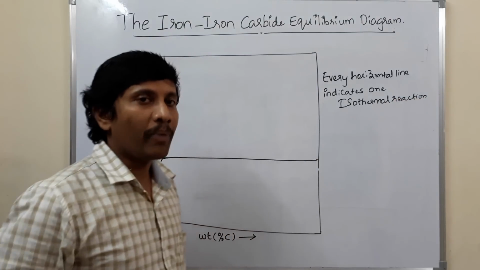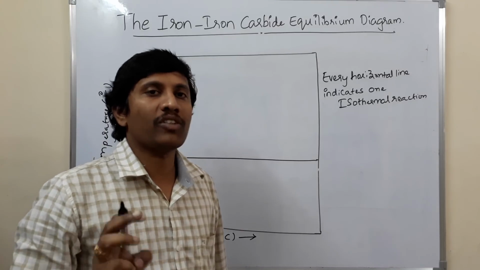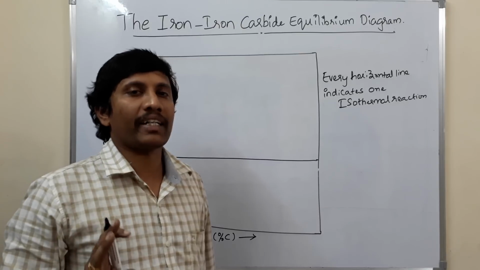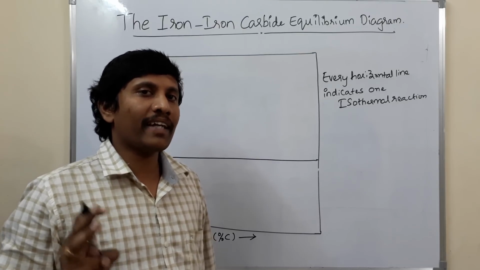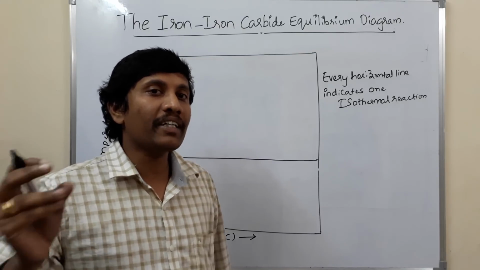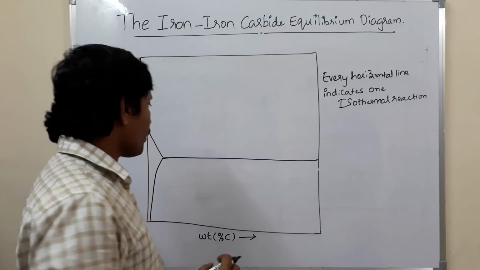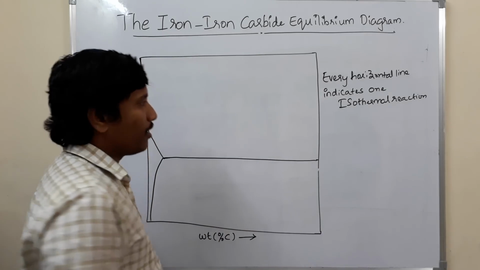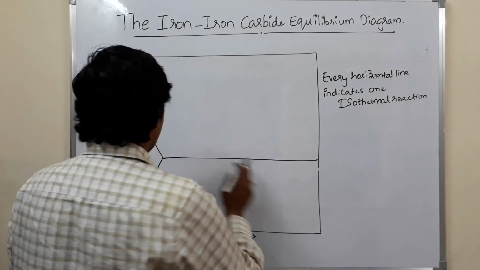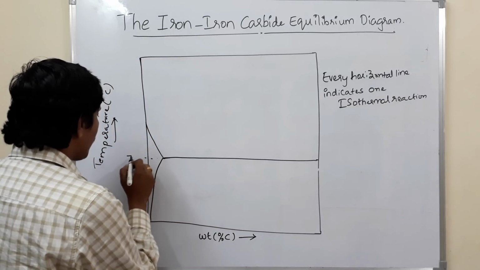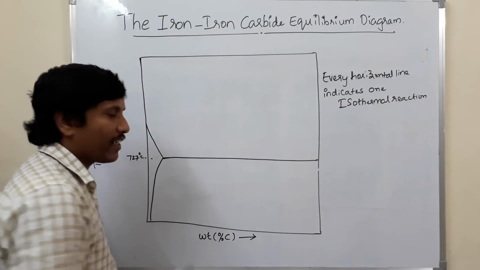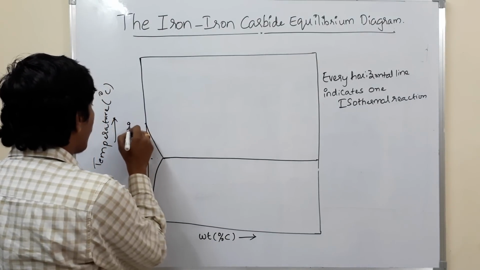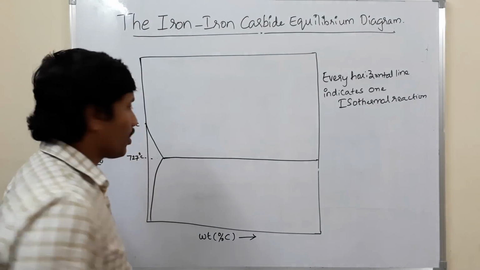In the iron carbide equilibrium diagram, you will have three horizontal lines. Those three horizontal lines indicate three different isothermal reactions, which are also called three invariant reactions. This is one horizontal line where we get an isothermal reaction. This horizontal line is drawn at a temperature of 727 degrees centigrade, and this point corresponds to a temperature of 910 degrees centigrade.